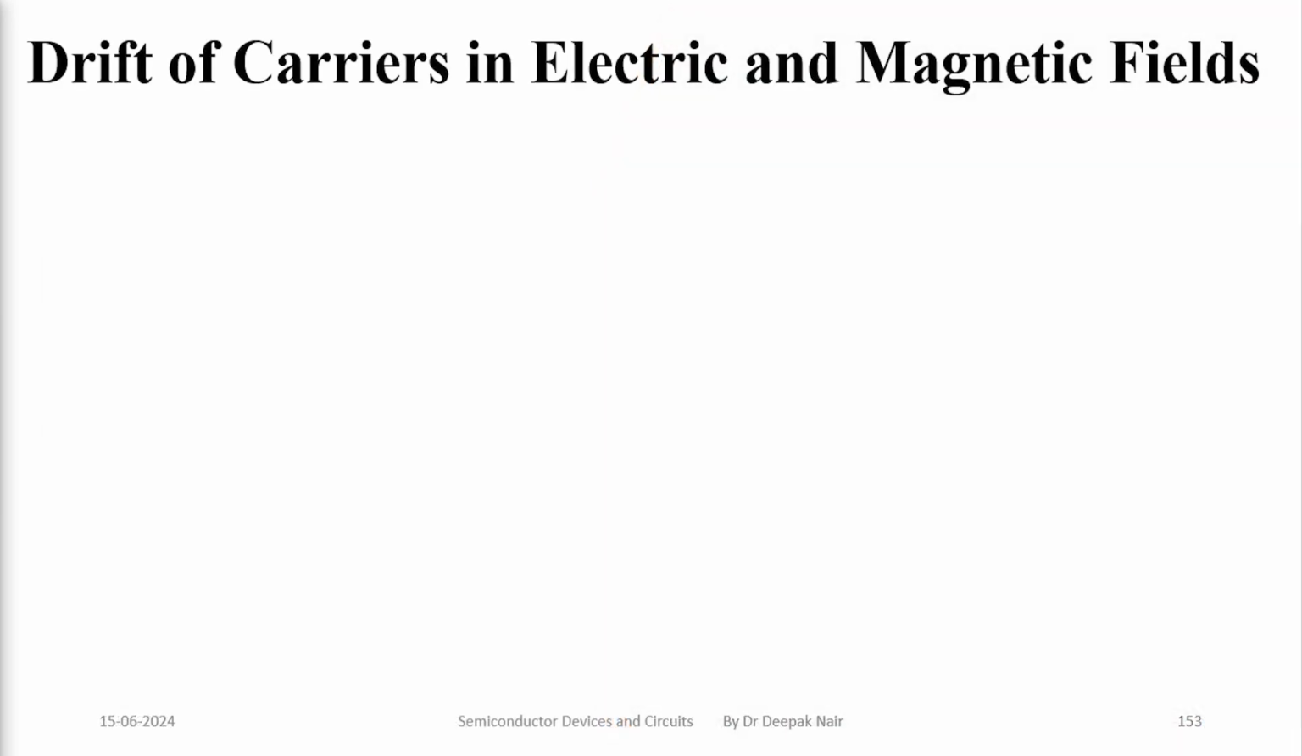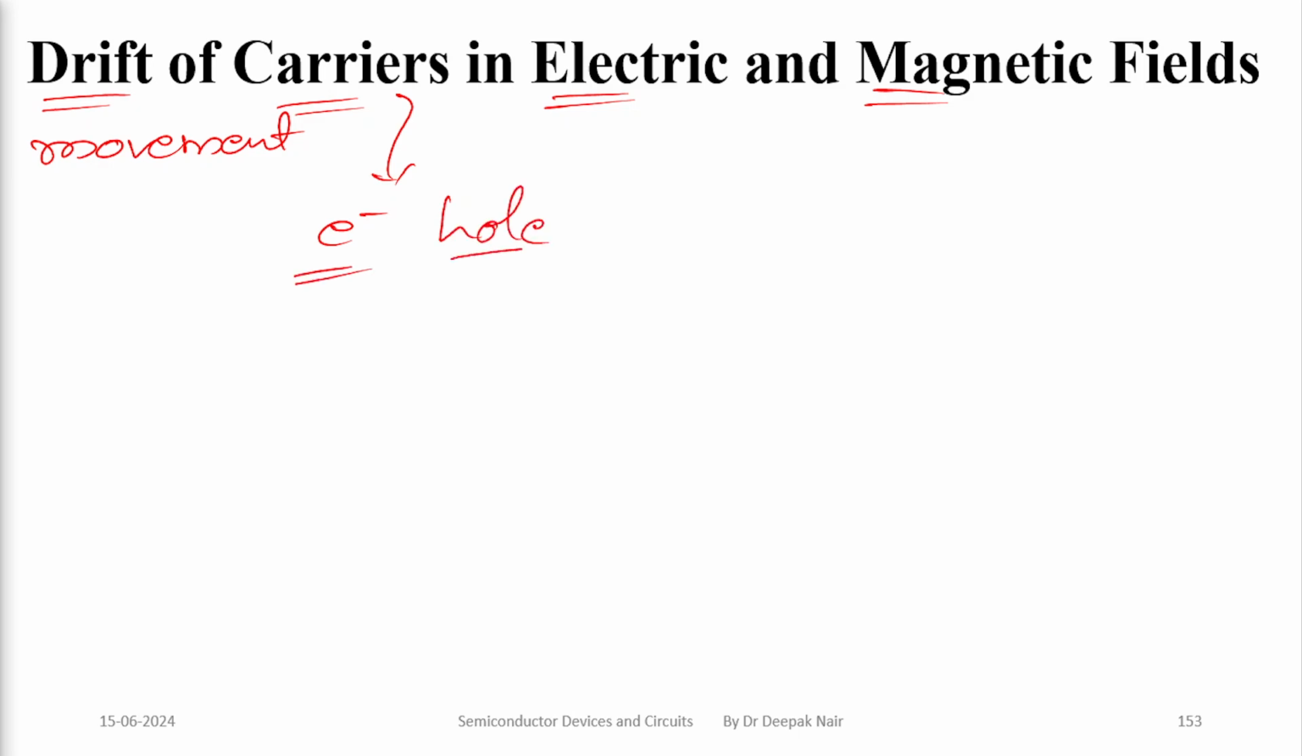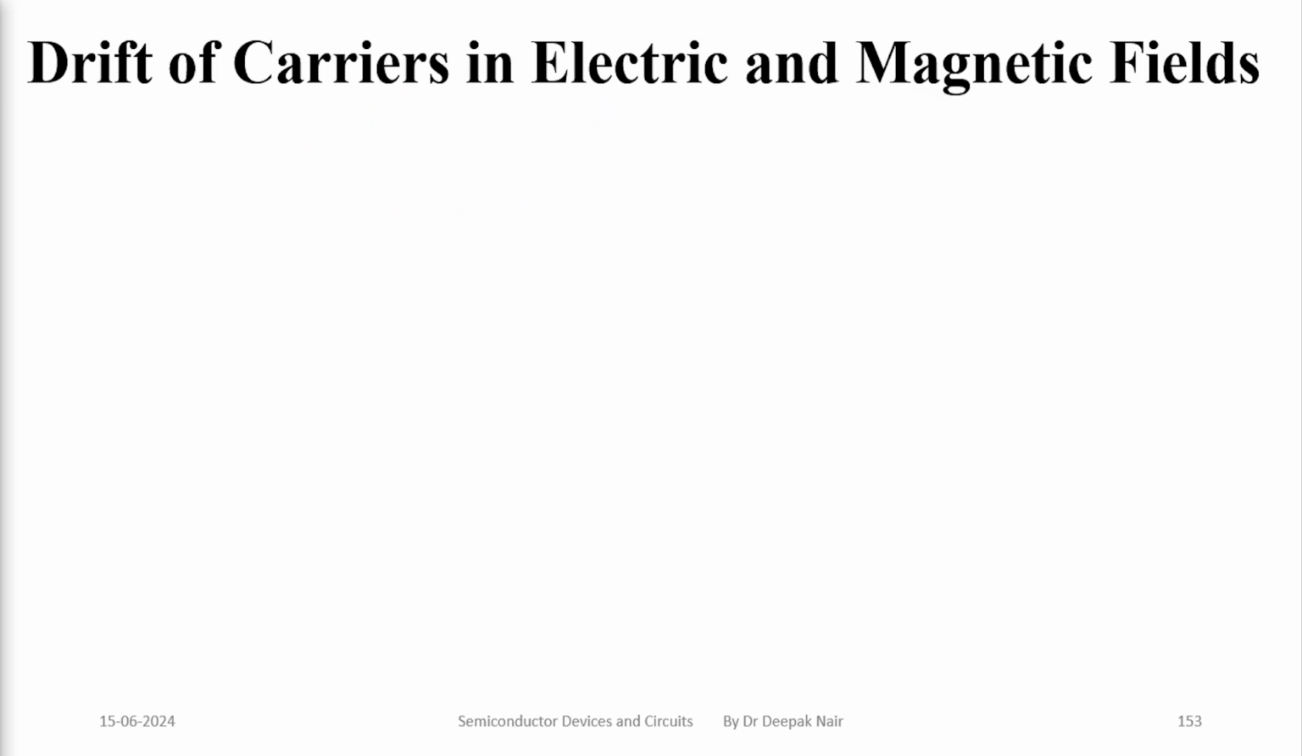First of all, let us talk about drift of carriers in the presence of electric and magnetic fields. Drift means movement of carriers. It may be electron or hole, and how the electrons and holes move in the semiconductors under the influence of electric and magnetic fields.